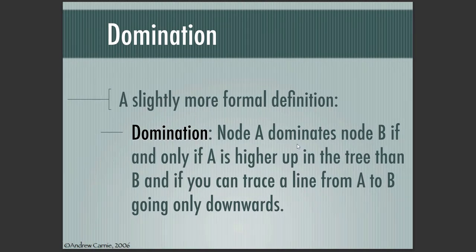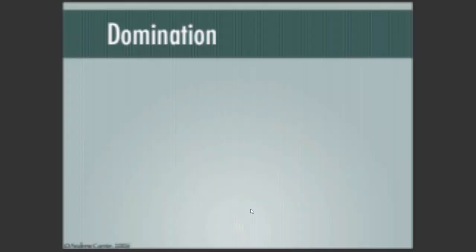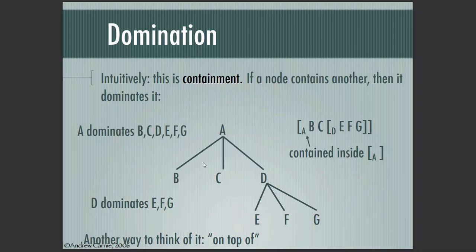A slightly more formal definition that you should bear in mind is that a node A dominates node B if and only if A is higher up in the tree than B, as I have stated before, on top of it. And if you can trace a line from A to B going only downwards. So please pay attention to this one, which is downwards. This means that if we go back to the tree, you cannot say B to A, C to A and D to A. No, A to B, A to C, A to D, and so on. We go downwards and we don't go upwards. We always go downwards in the family tree.